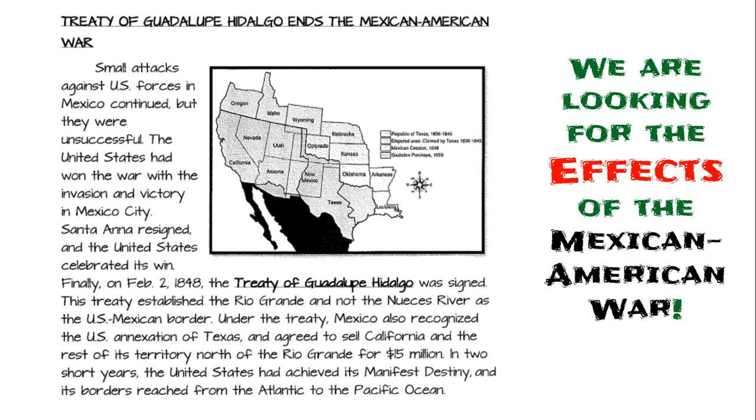Small attacks against U.S. forces in Mexico continued, but they were unsuccessful. The United States had won the war with the invasion and victory in Mexico City. Santa Anna resigned, and the United States celebrated its win. Finally, on February 2nd, 1848, the Treaty of Guadalupe Hidalgo was signed. This treaty established the Rio Grande and not the Nueces River as the U.S.-Mexican border. Under the treaty, Mexico also recognized the U.S. annexation of Texas and agreed to sell California and the rest of its territory north of the Rio Grande for $15 million. In 2 short years, the United States had achieved its manifest destiny, and its borders reached from the Atlantic to the Pacific Ocean.